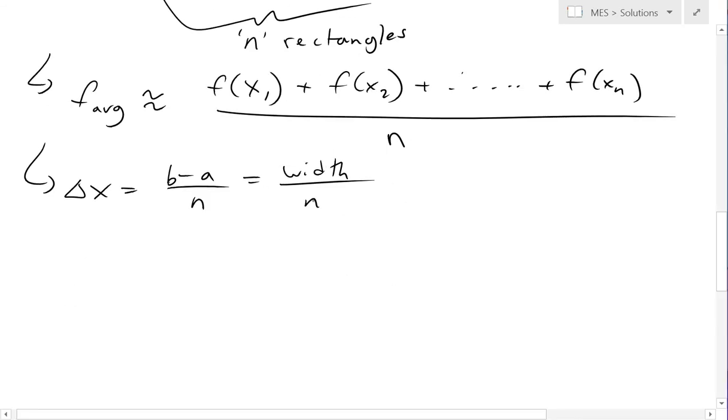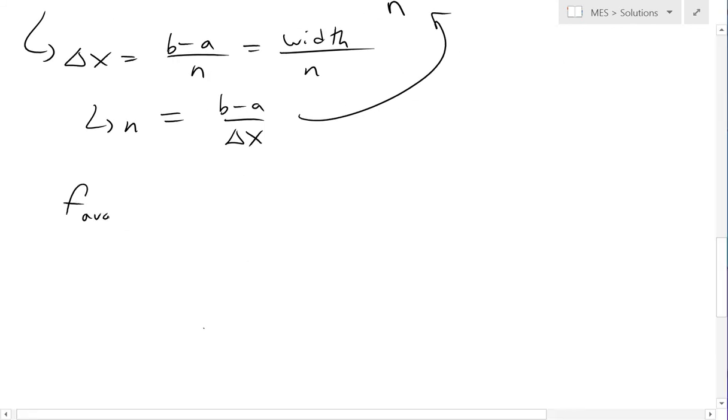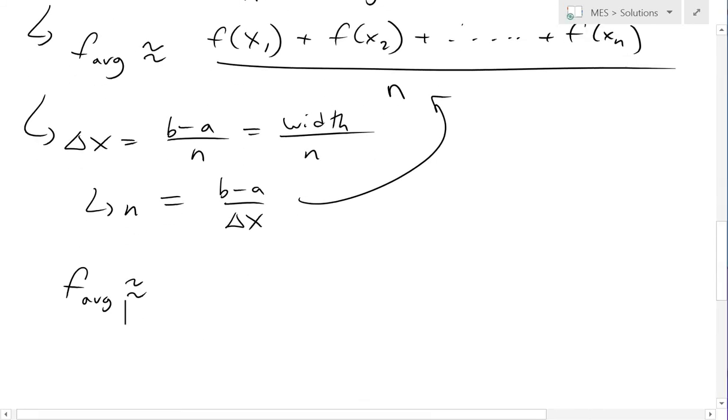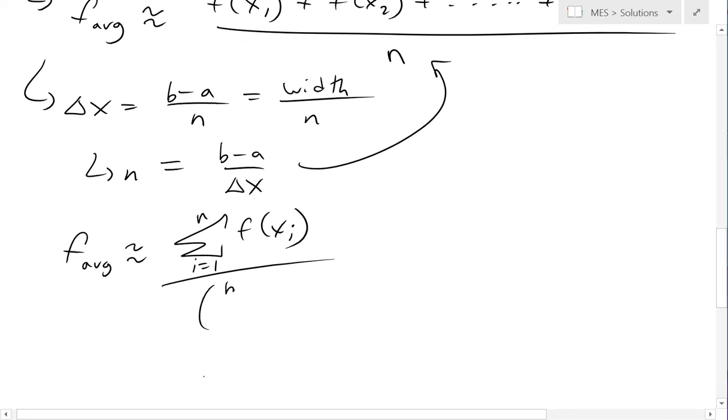So now we could solve this n in terms of delta x. This equals, move this over this side and this underneath, so we'll get b minus a over delta x. So now we could plug this into there. So we get f average is roughly equal to, and this summation right there, we could write as a summation from i equals 1 up to n of f of xi. Now we're dividing this out by b minus a divided by delta x.